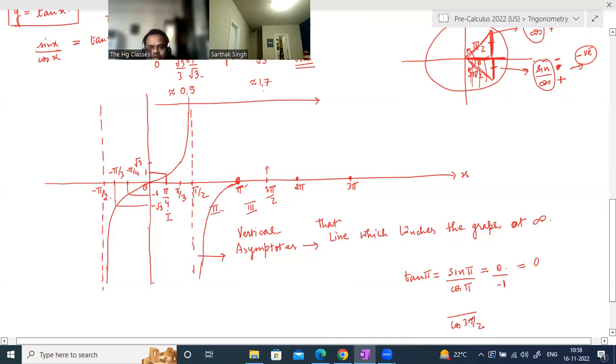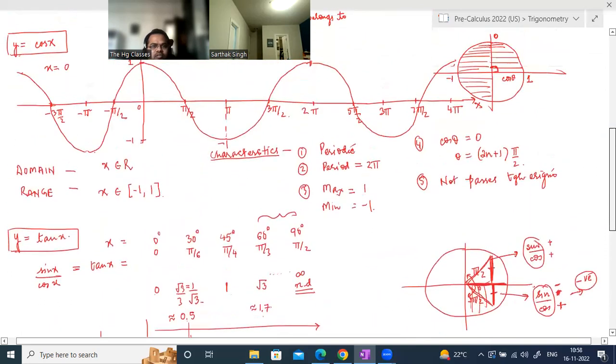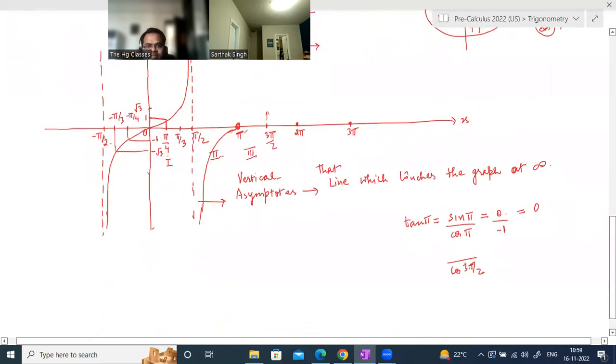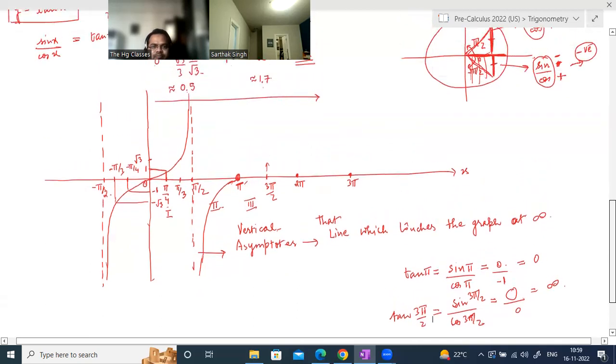Because we deduced earlier that cos is 0 at every odd multiple of pi by 2, it means 3 pi by 2 will be another asymptote. Cos 3 pi by 2 becomes 0. Whatever sign it is, we don't need to worry about it, because something upon 0 is infinity. So tan 3 pi by 2 is also infinity, because the denominator becomes 0 at every odd multiple of pi by 2.